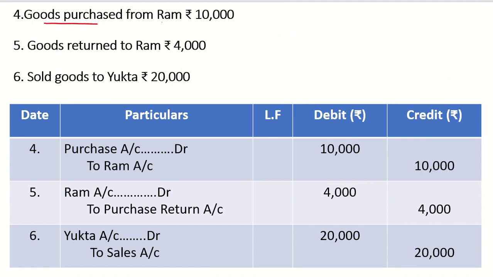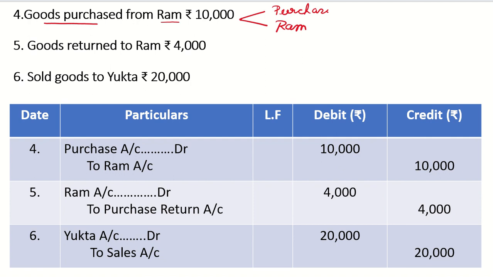Goods purchased from Ram rupees 10,000. Now who is Ram here? Ram is a person, so personal account gets affected here. So now the two accounts which get affected are, first, purchase account, and we are purchasing it from Ram, so Ram account.